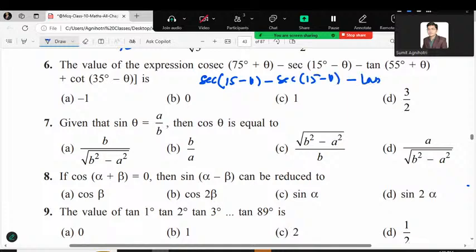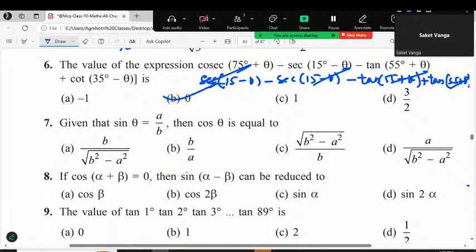Minus tan 55 plus theta. Now cot theta is again tan 90 minus theta. That's why if you subtract 90 minus 35, minus minus become plus. They got cancelled, you are only left with 0. Understood? Saket, got it or not? Tell me that first. Yeah, got it, sir.